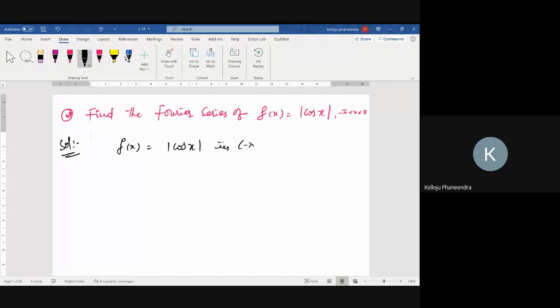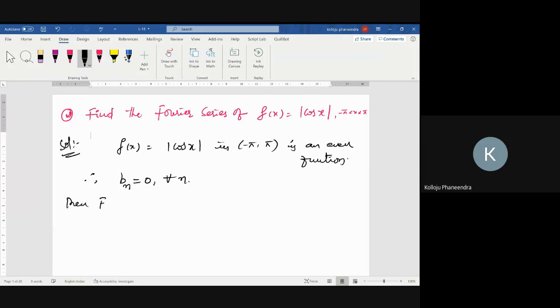In minus pi to pi. What is this function? It is an even function. I already told you. Therefore, the coefficient bn equal to what? 0. This is true for all n.